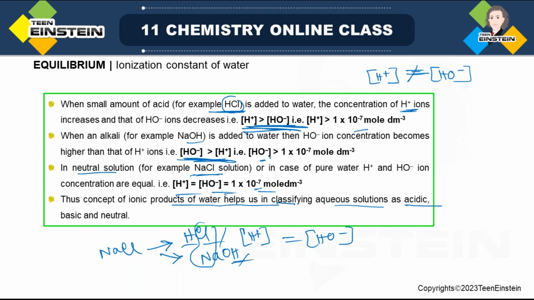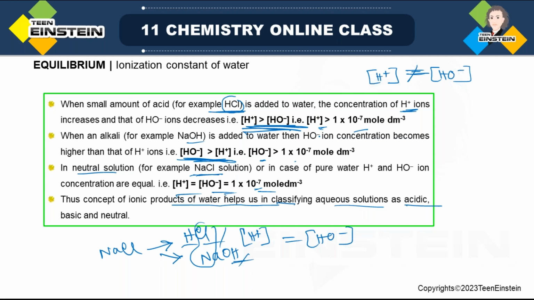So individual HO minus will increase, and individual H plus will increase in these two cases. But the overall Kw is always 10 to the power minus 14, because that is dependent only on temperature. Whether you add acid or base, it doesn't matter. It is true when you are adding acid.